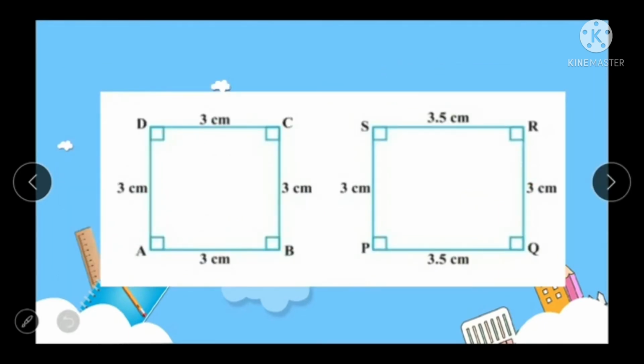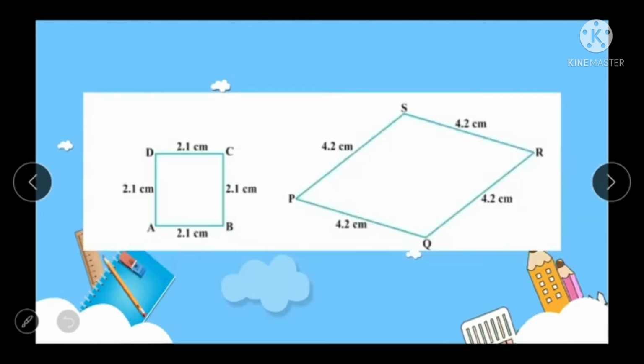Now in this picture I have two quadrilaterals. One is ABCD, in which all the sides are of length 3 centimeter, hence it is a square. In PQRS, two sides are of length 3.5 centimeter and two are of 3 centimeter, hence it is a rectangle. They are different in size and shape, hence they are not similar.